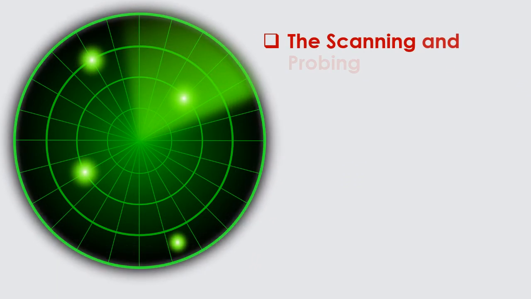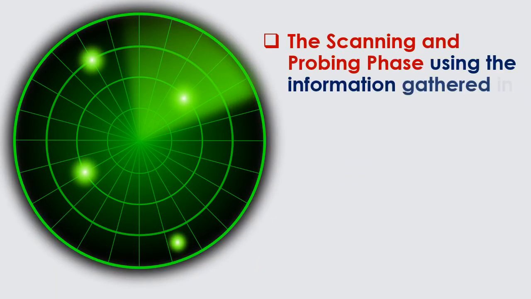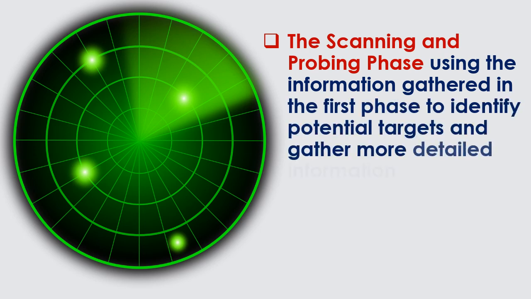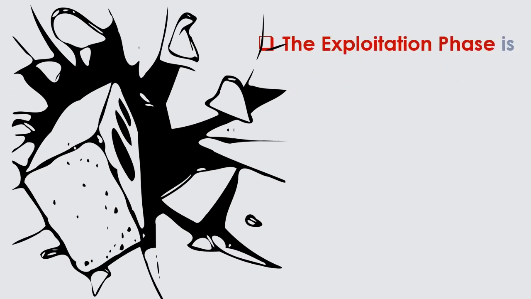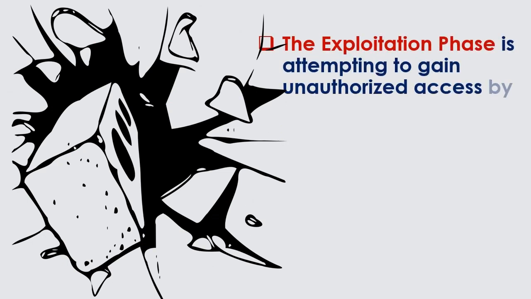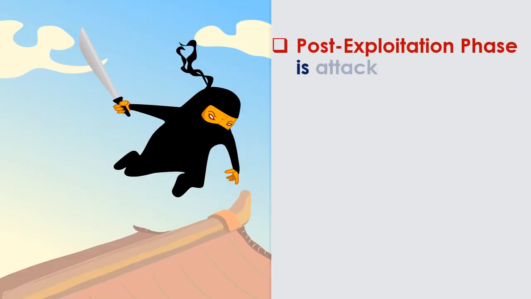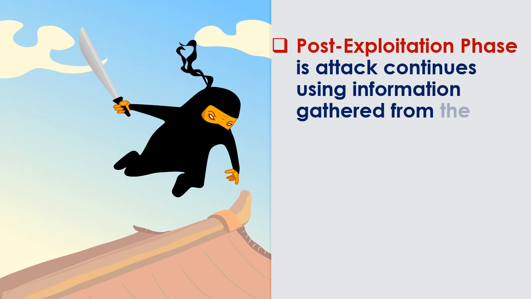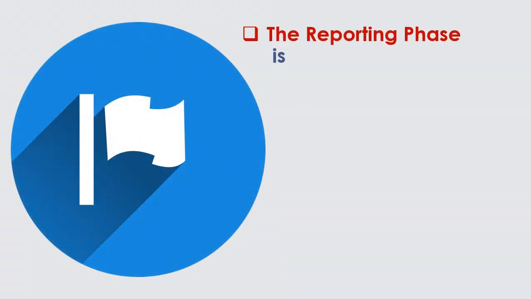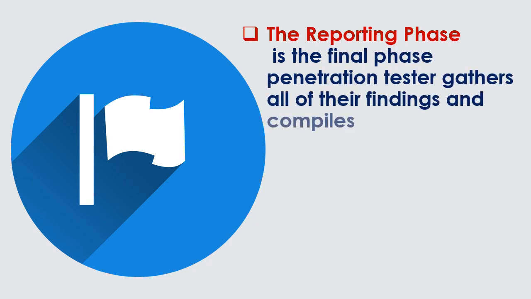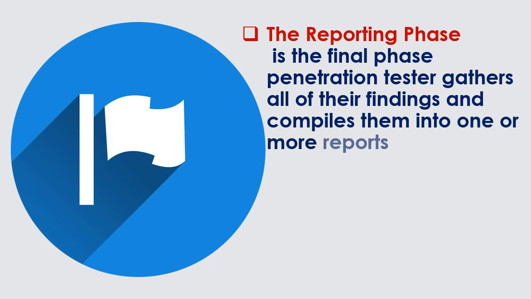The scanning and probing phase uses the information gathered in the first phase to identify potential targets and gather more detailed information. The exploitation phase is attempting to gain unauthorized access by exploiting vulnerabilities. In the post-exploitation phase, the attack continues using information gathered from the prior 3 phases. The reporting phase is the final phase. The penetration tester gathers all of their findings and compiles them into one or more reports. Typically, an executive-level report is created.